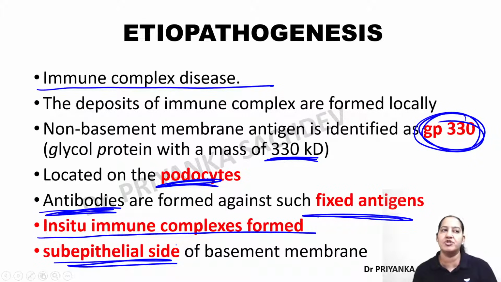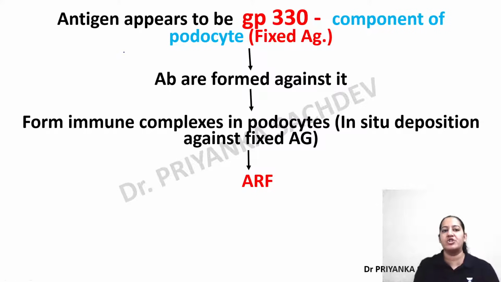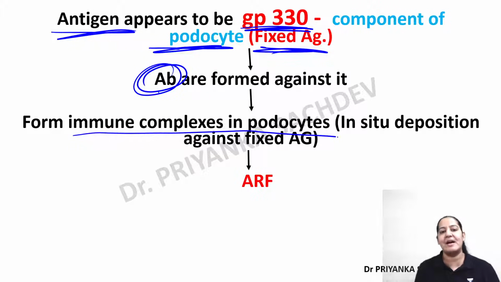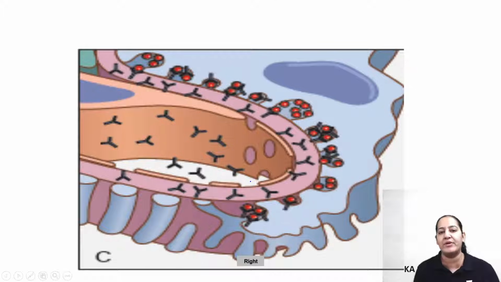These are subepithelial. Absolutely, it is subepithelial in location. So this is the flow chart. The antigen here is GP330, which is a component of the podocyte. That's why it is a fixed antigen. So antibodies are formed against it, and these antibodies will form antigen antibody complexes against the fixed antigen, and that will lead to acute renal failure.